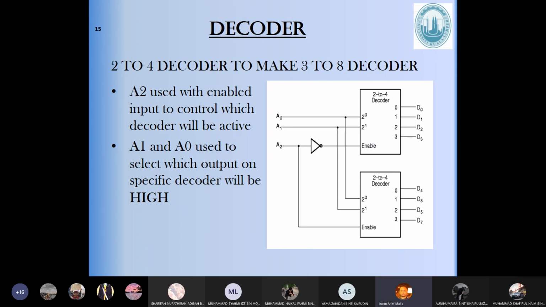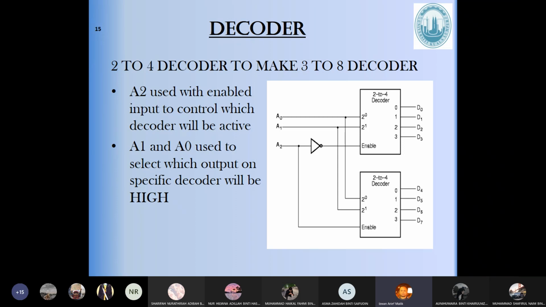Okay, why do you need to know about designing these decoders using this method? Let's say in your labs you are supplied with only 2 to 4 decoders. Katakan masa you tengah buat lab tu, you tak ada 3 to 8 decoder. Katakan IC tu tak ada. So you need to know that you can utilize the 2 to 4 decoders to make it become a 3 to 8 decoder. You boleh jadikan 2 to 4 decoder tu jadi 3 to 8.